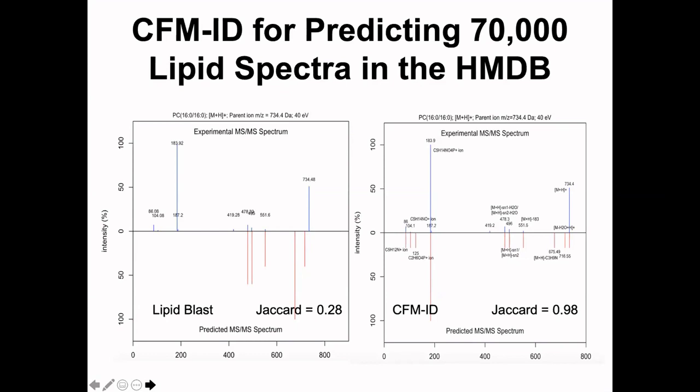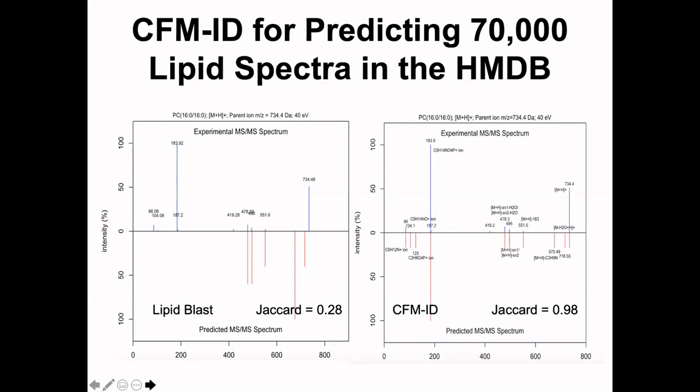On the right is an example of a predicted and experimental spectrum, blue and red. It's called a mirror diagram. So the blue pointing up is the real spectrum. The red pointing down is the predicted spectrum. And we measure performance by what's called a Jaccard score, the number of peaks that match. And you can see it's not perfect, but in terms of the peak positions, it did quite well.